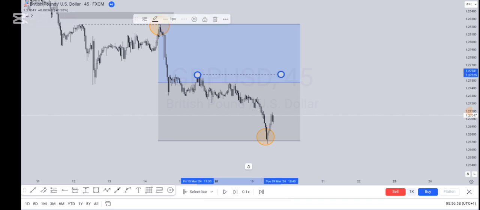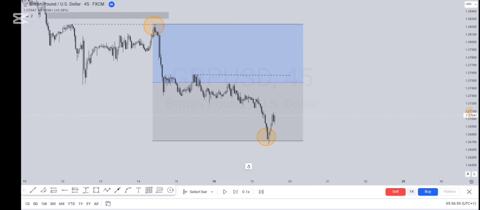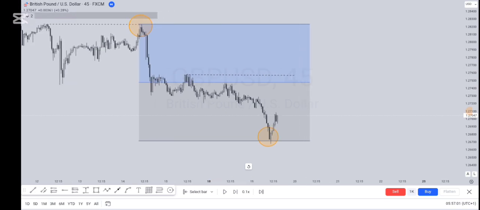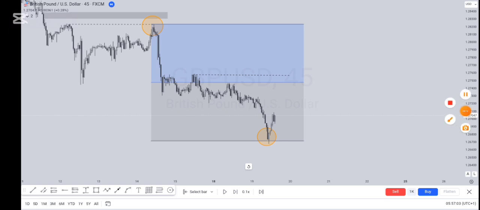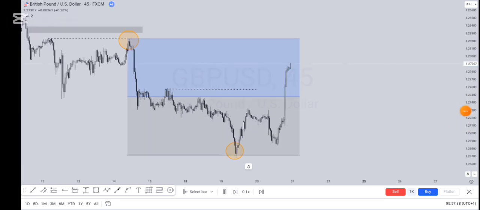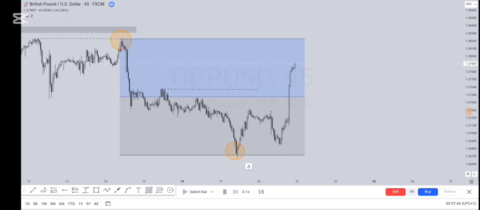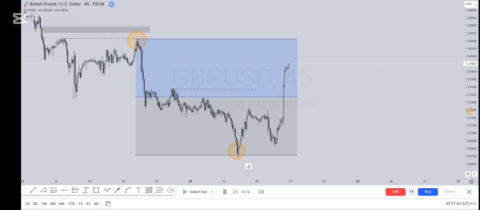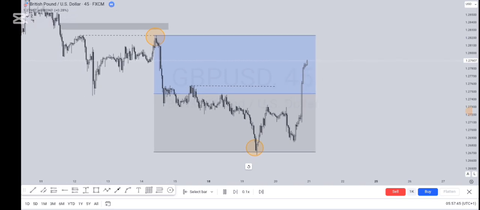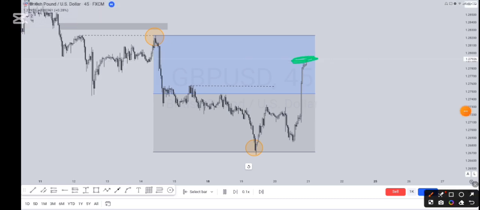So let's see what happened next. So we're going to be doing this like this, and let's see what happened next. So like I said, the market came all the way to our premium area for a sell. Now we are going to be looking for your sell here. Yes, good, because the market has gotten to our premium area.